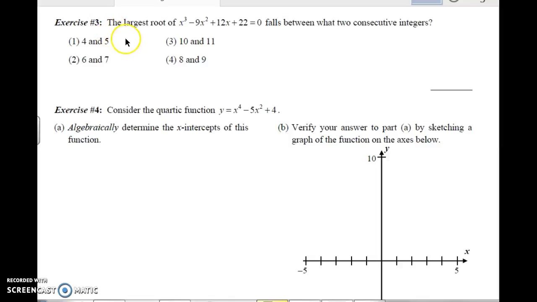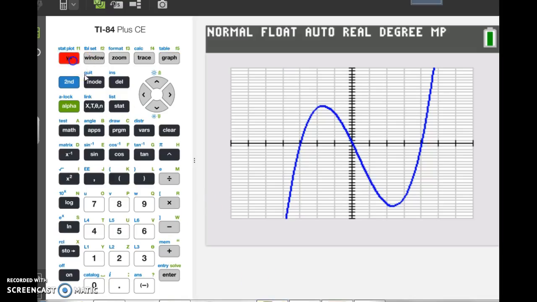Okay, let's try this one. The largest root of x cubed minus 9x squared plus 12x plus 22 equals 0 falls between what two consecutive integers? Okay, so since this is going to fall between two consecutive integers, this is probably not going to factor nicely. So I'm going to grab my calculator and look at what the graph looks like.